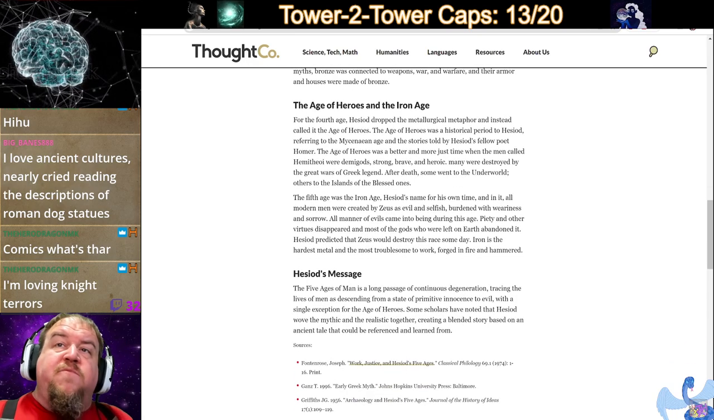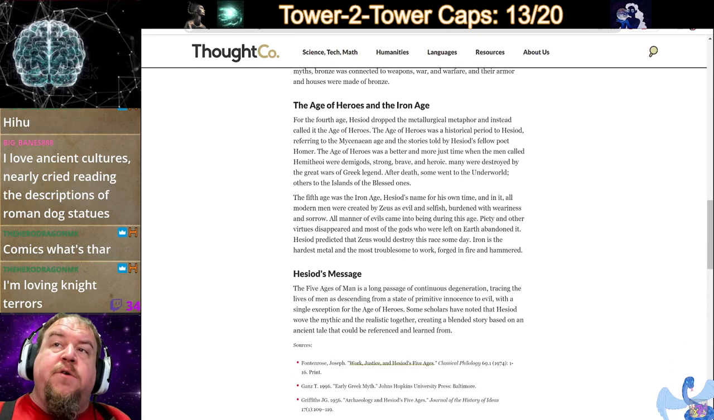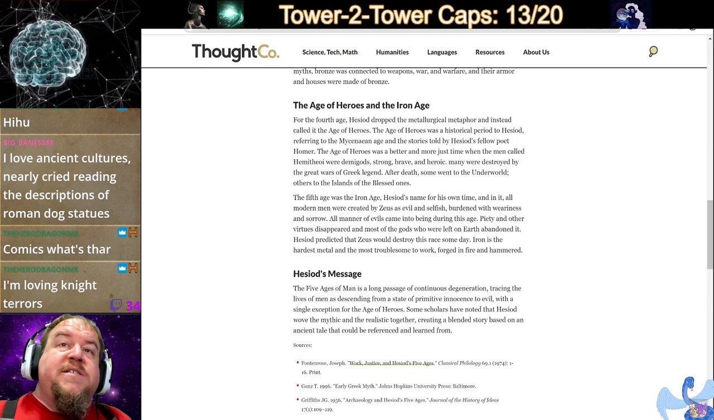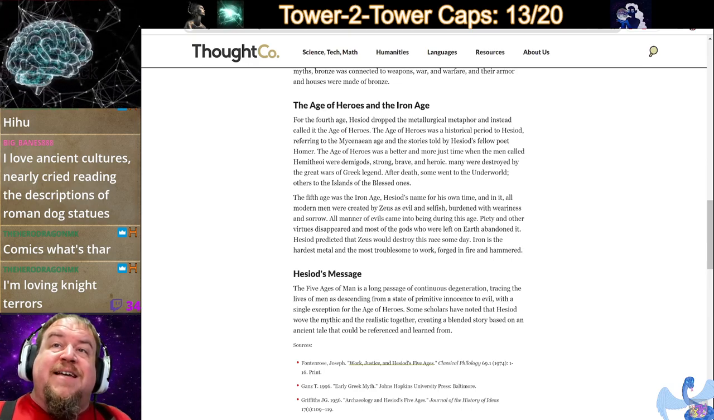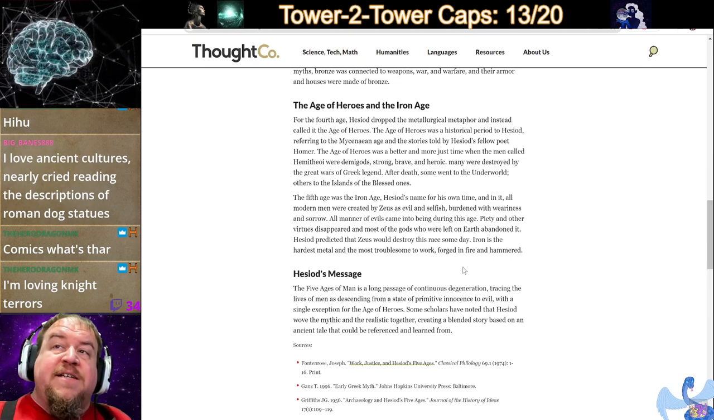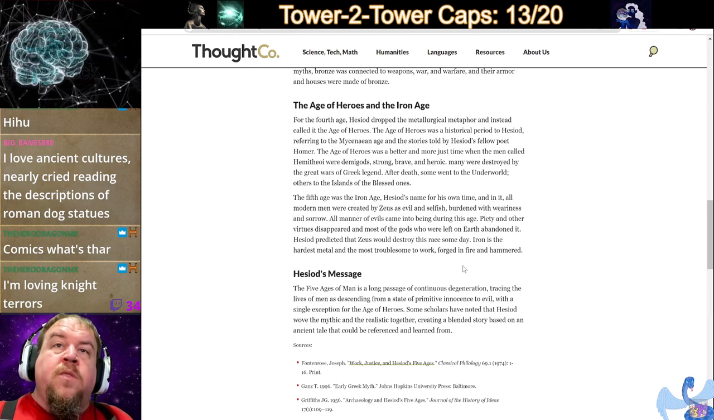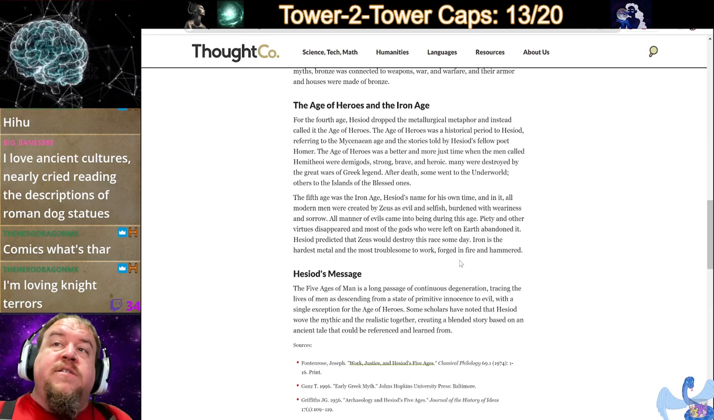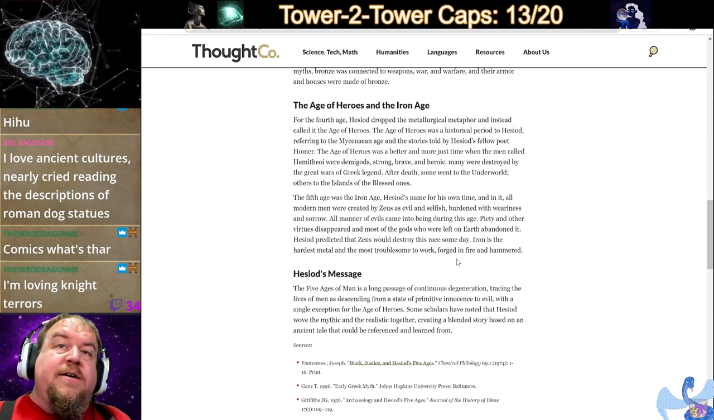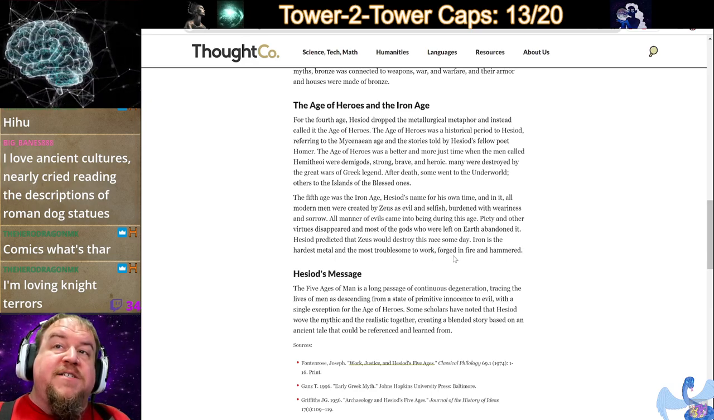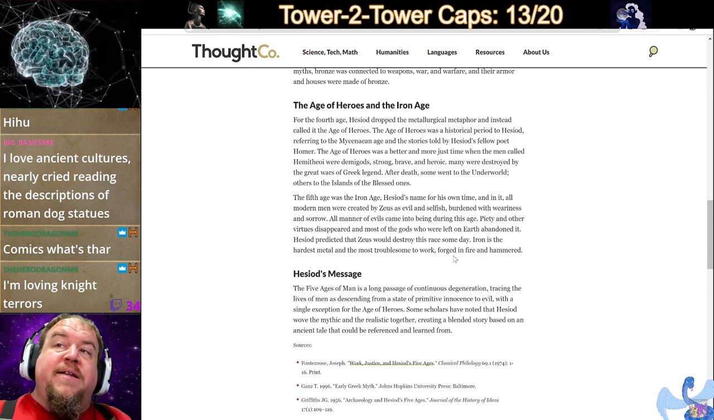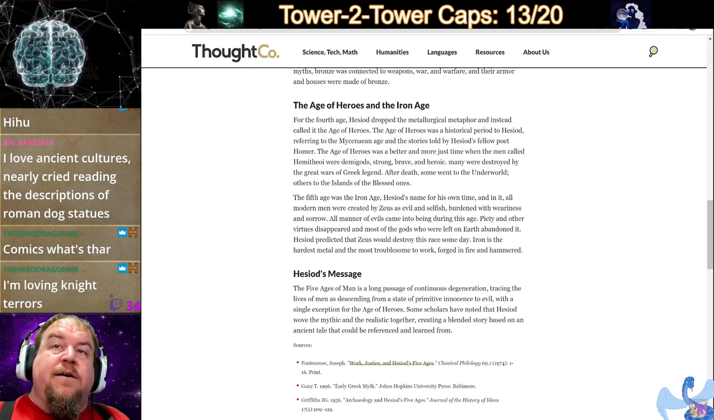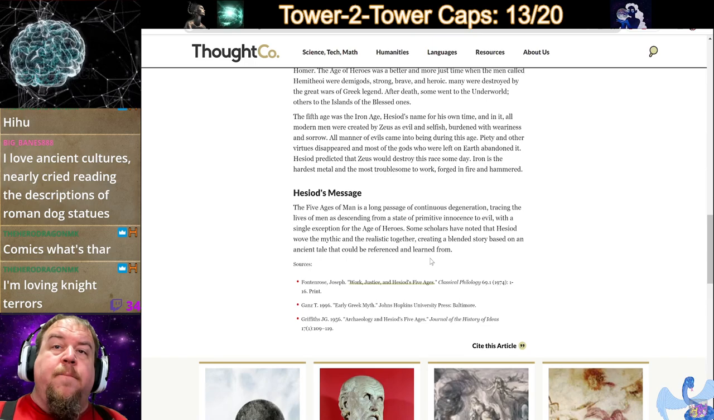The five ages of man is a long passage of continuous degeneration, tracing the lives of men as descending from a state of primitive innocence to evil, with a single exception for the Age of Heroes. Some scholars have noted that Hesiod wove the mythic and the realistic together, creating a blended story based on an ancient tale that could be referenced and learned from.